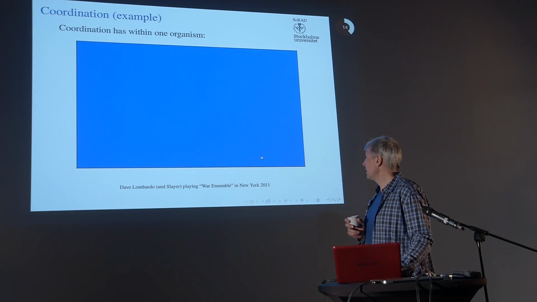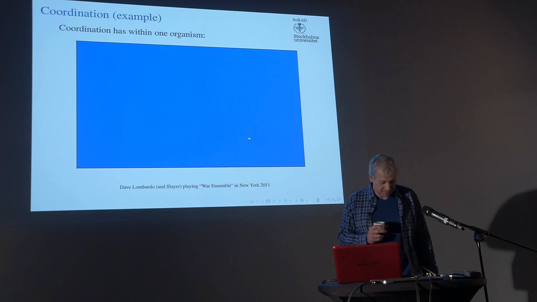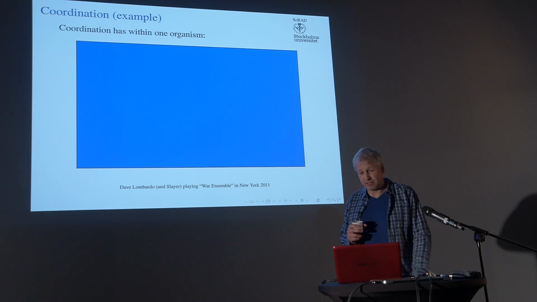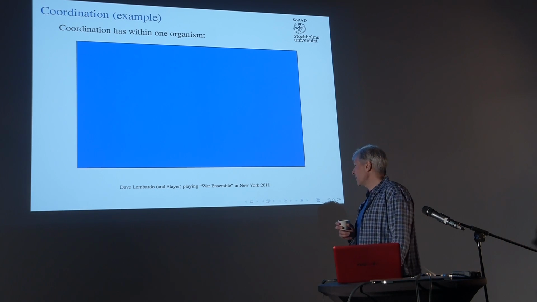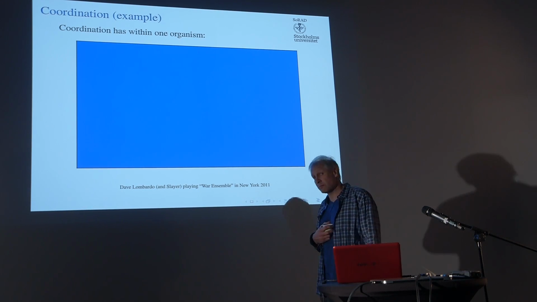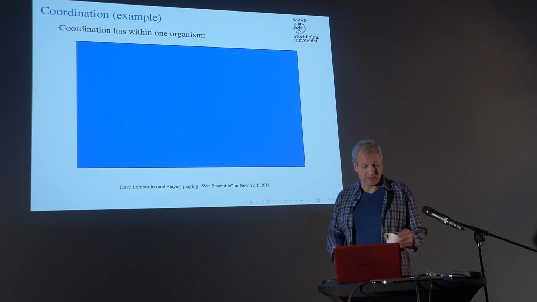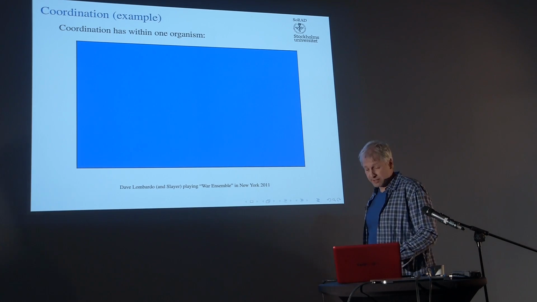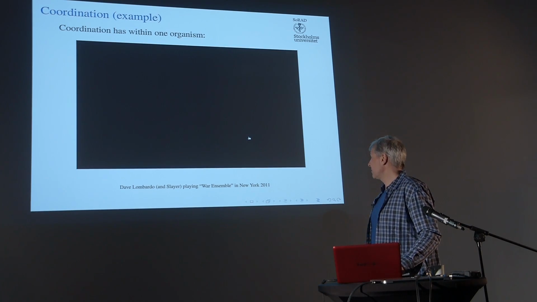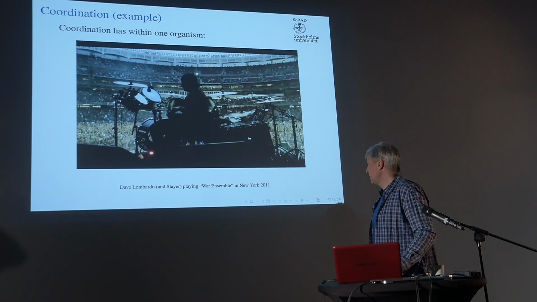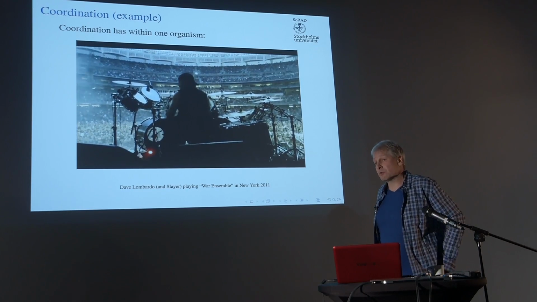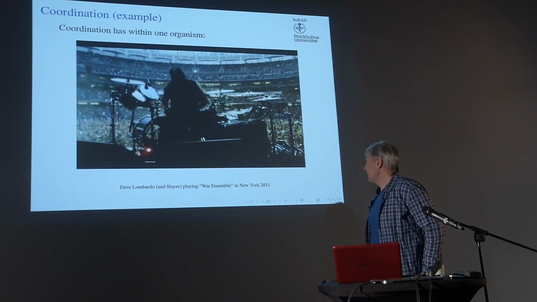Okay, so this is a favorite example of coordination. This is the musician Dave Lombardo. He used to be the drummer in a band called Slayer, and here he's performing War Ensemble live. Just look at how he's able to coordinate his four limbs.